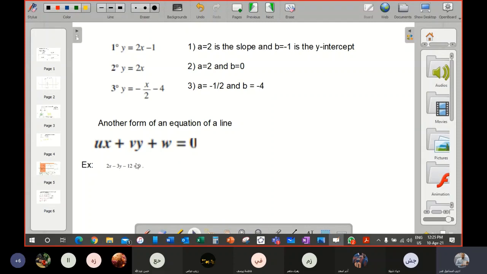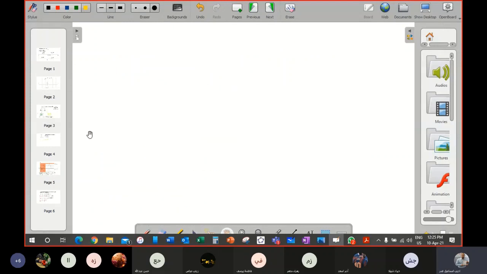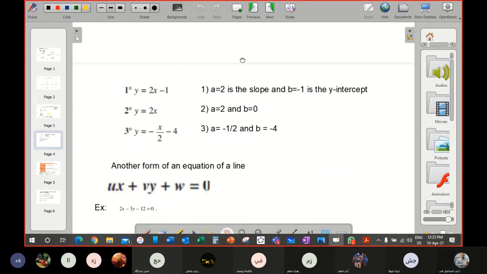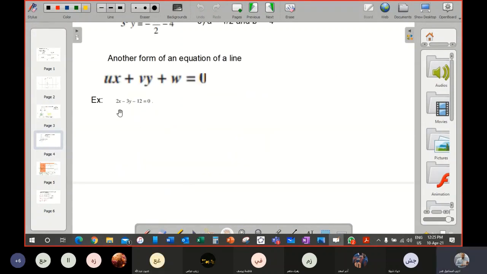So we should change this equation to the form what? Y equal ax plus b, the previous form, by doing some calculations. How? Let's see. We want to change it to the form y equal ax plus b. We keep y on the left side and the others to the other side.